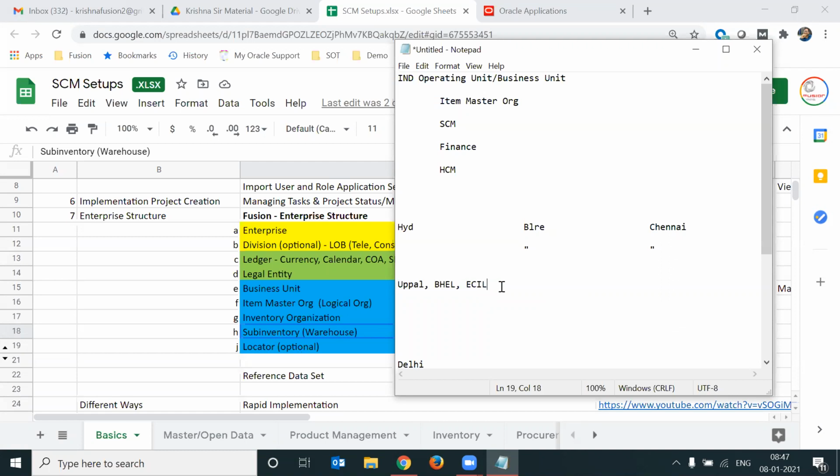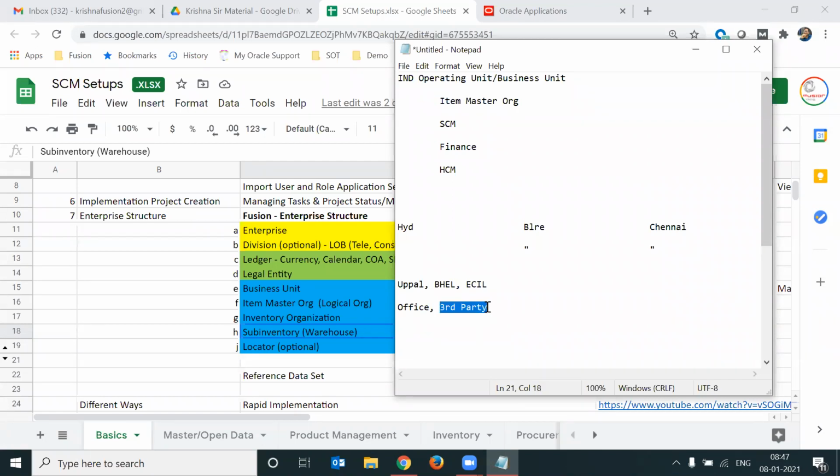But in real time, instead of creating warehouse names like this, some clients prefer to maintain the warehouse names with the place names itself. Warehouse names are nothing but place names. Some companies prefer to name it like this, office, nothing but they have a warehouse in the office itself. Or they are taking services from some third party.